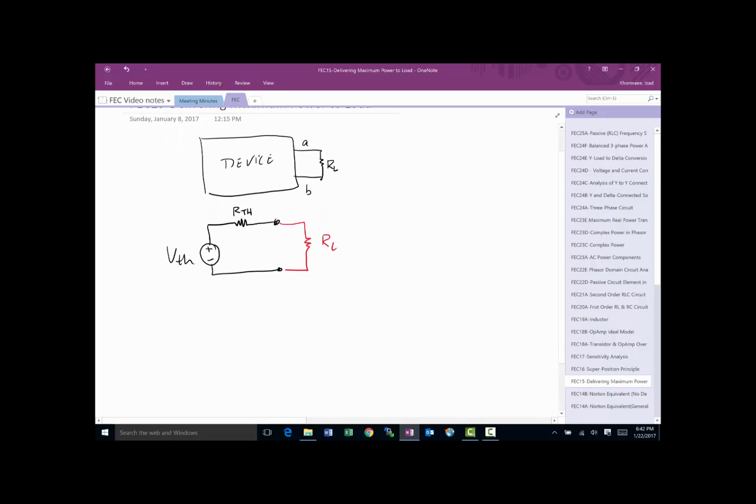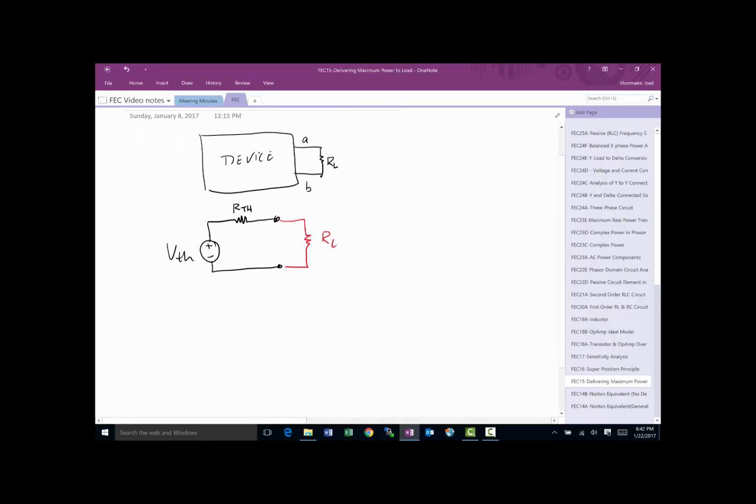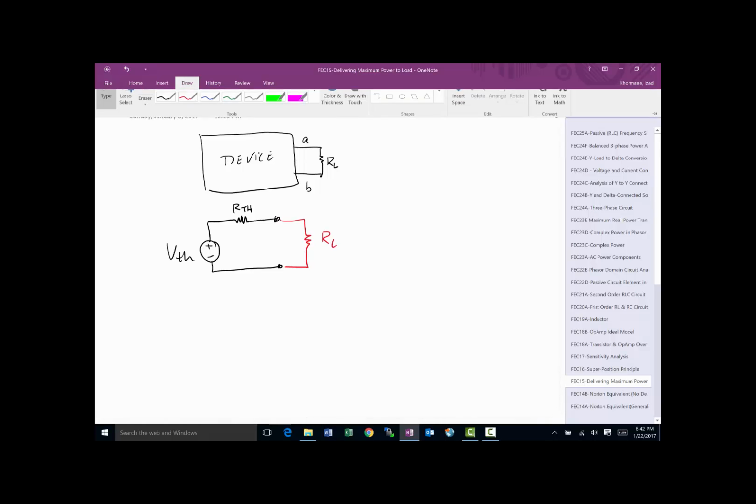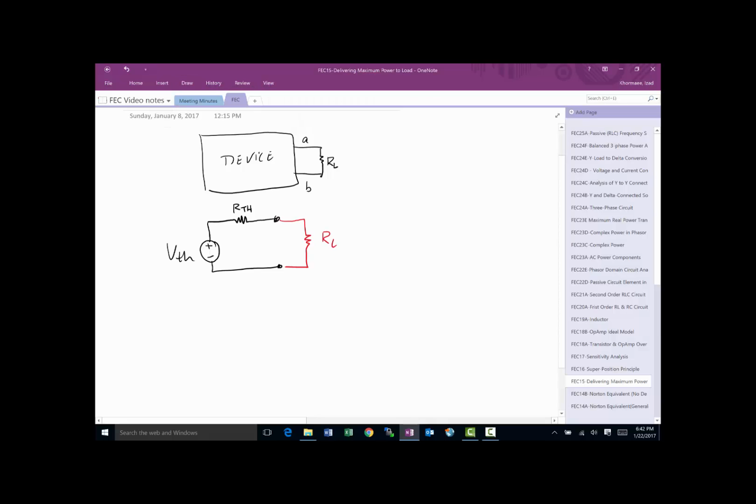This is a pretty important conversation because if a company is generating a bunch of power, they want to be able to deliver that maximum benefit to the customer, and they don't want to be losing that power. So we are looking at how to do that.